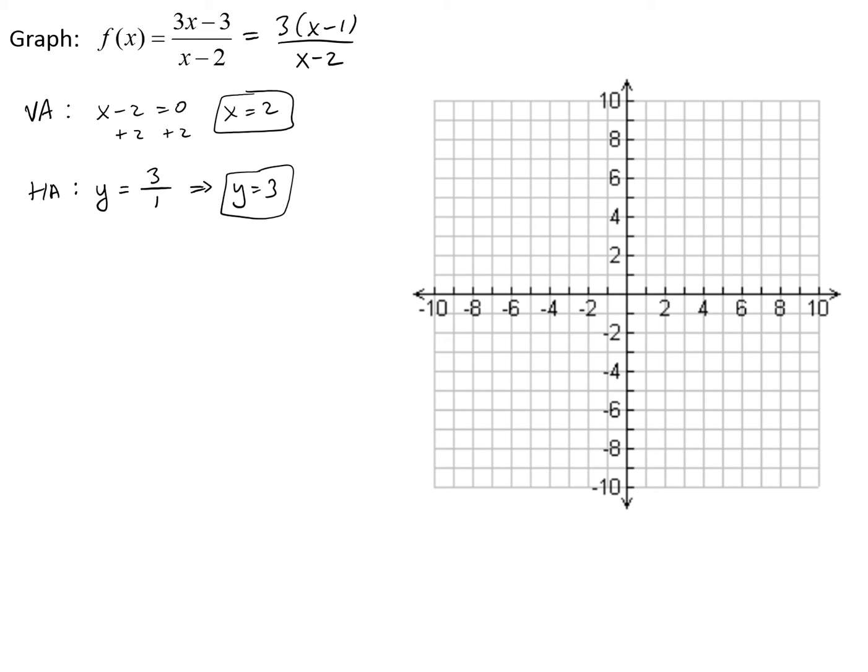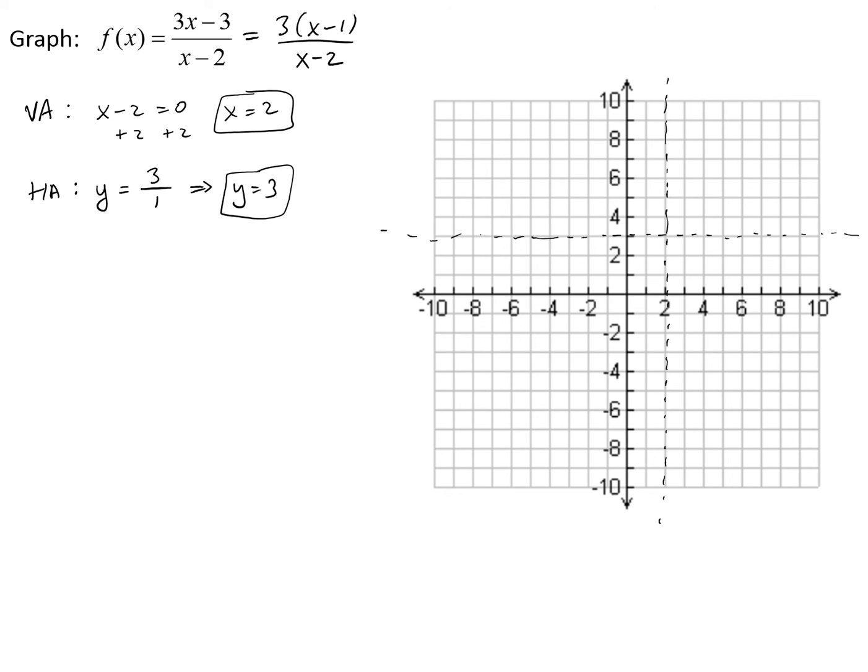If I go ahead and graph those two lines as dashed lines on my grid here, x equals 2 is a vertical line going down. We know that the graph of our function is going to get close to this line but not touch it. Y equals 3 here. We know at least toward the ends our graph is going to get close to this.